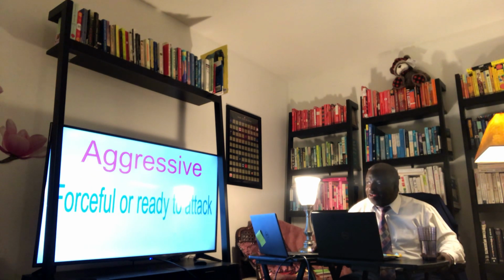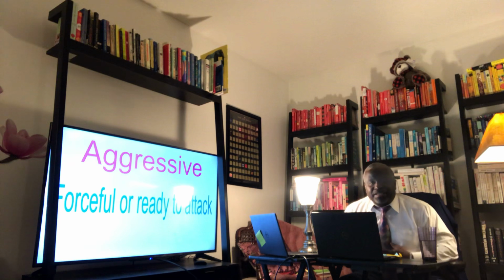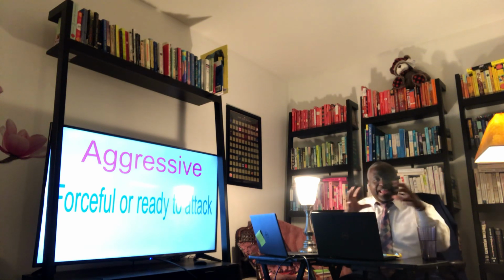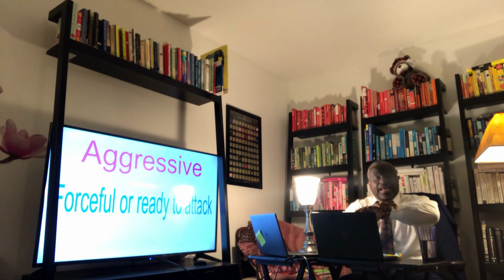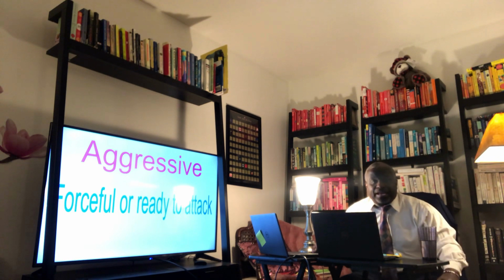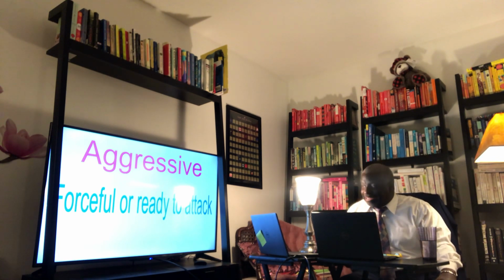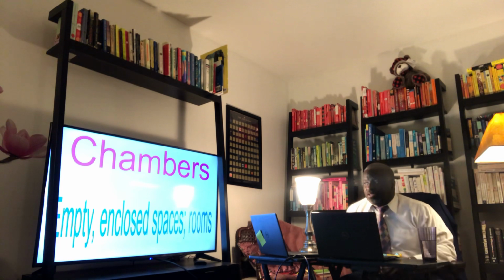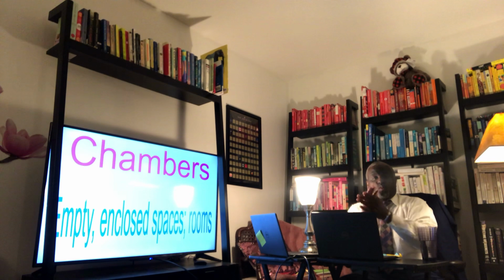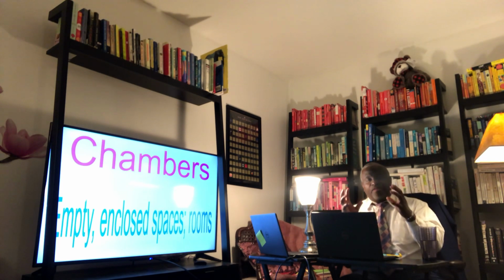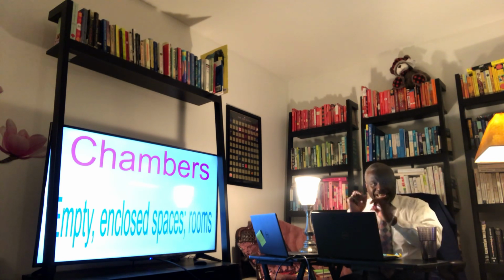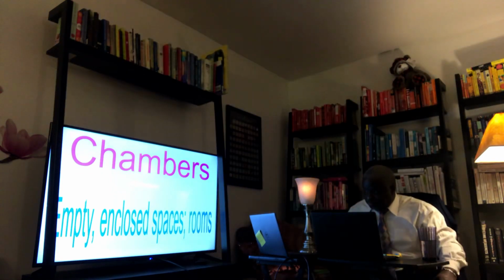Our vocabulary. Aggressive. That means they're forceful and ready to attack. If anybody's ever seen red ants gather around their prey, they will sting you, and they come together as a force, and they work together and cooperate to attack. Chambers. Empty enclosed spaces or rooms. If you remember the wasp nest and the bee's hive, they had little individual chambers that were six-sided. That's what chambers are.